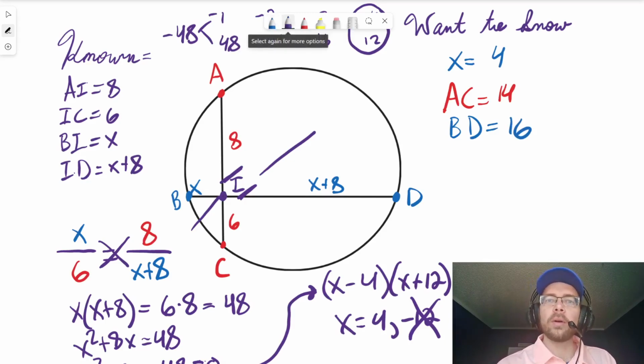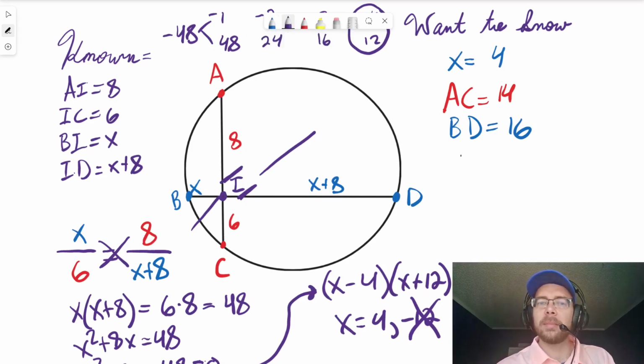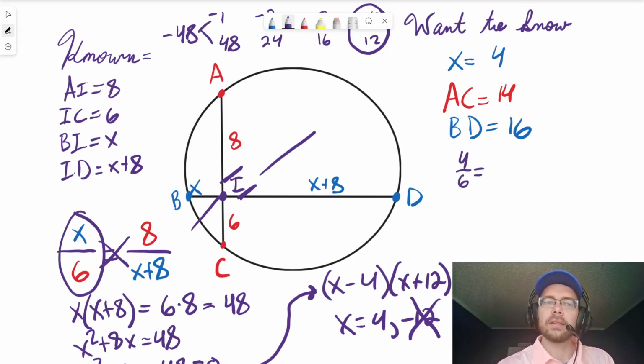However, I'm going to do one more thing real quick because we want to check our work. It's always a good idea to check your work and make sure it works. So if I plug in my x value, 4 to 6, that should be the same proportion as 8 and x plus 8, as in 4 plus 8, which is 12. And yes, that is 4 to 6, 8 to 12. If I times by 2, that's the same proportion. So it works. And that's going to be it for this video.